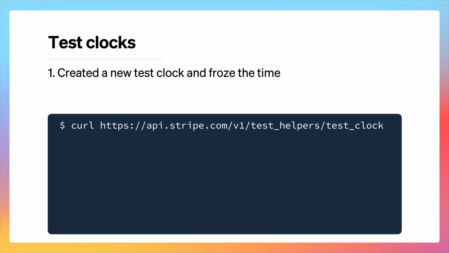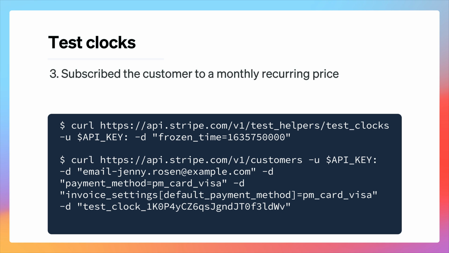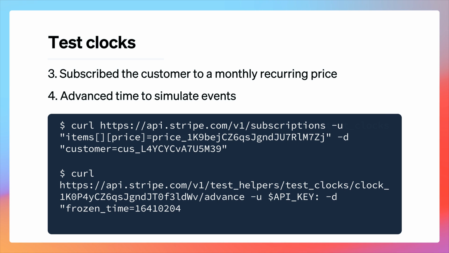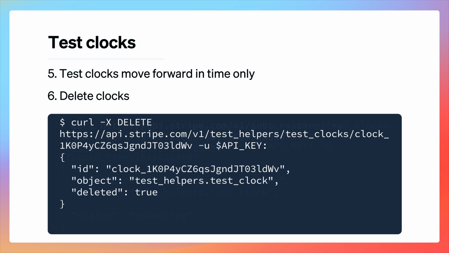So as a quick recap, we created a new test clock and froze the time at November 1st, 2021. Then we created a new test customer associated with that test clock. Next, we subscribed that customer to a monthly recurring price and advanced time to simulate the events that would fire between November 1 and January to confirm that invoices are created successfully. We also saw that we can advance the clock several times, but we can't move backward in time. We also learned how to delete clocks.